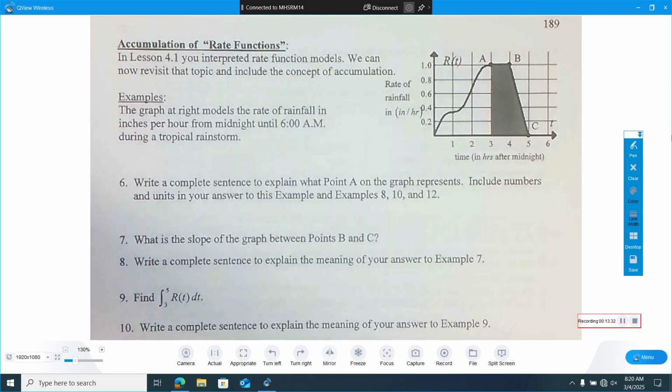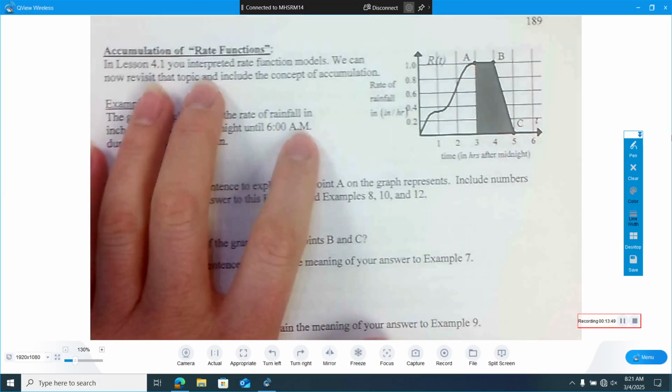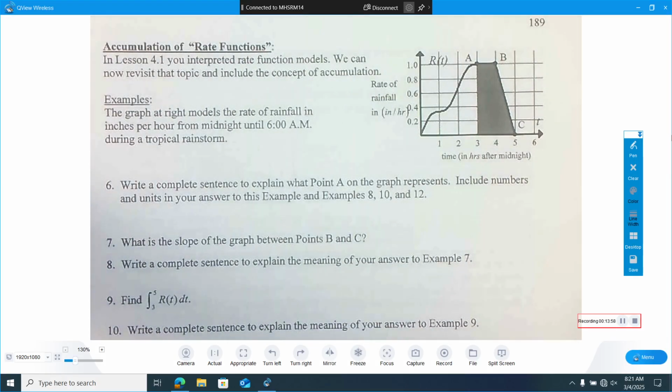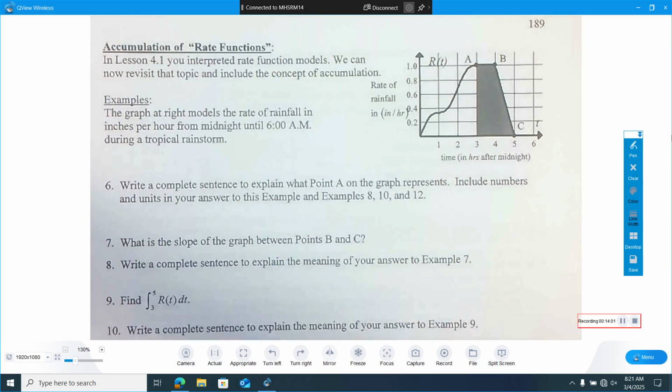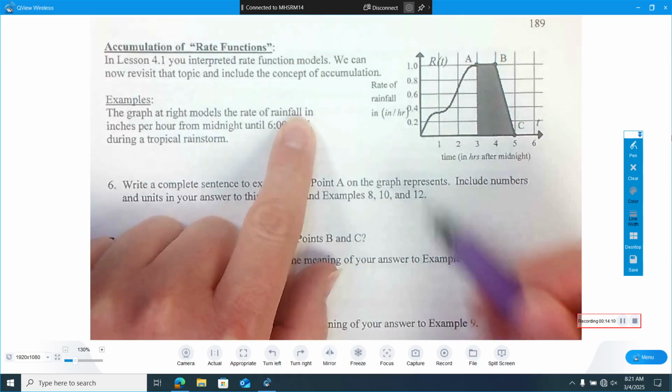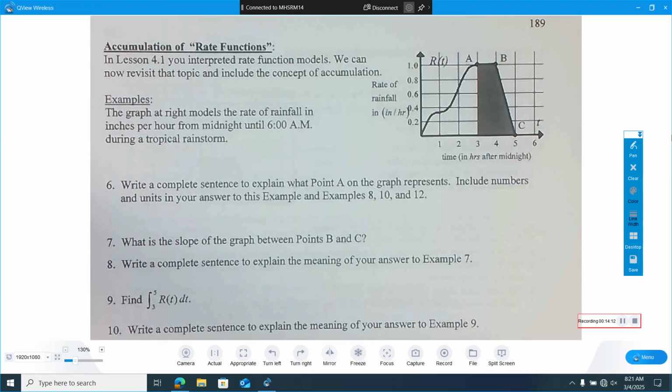Okay, so we have these accumulation integrals, we know, represent areas under a curve. And we like to use that to interpret what everything means. So in lesson 4.1, you interpreted rate function models, and we can now revisit this topic to include the concept of accumulation of area, or whatever we're talking about in this case. The graph at the right models the rate of rainfall. So imagine you're looking at a derivative function, right? It's a rate of change, okay?